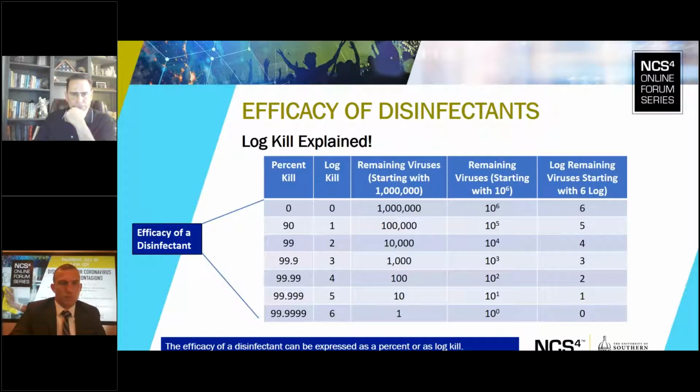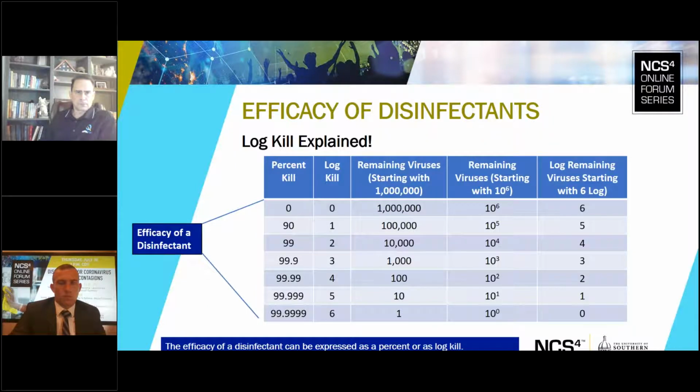So the way we use that for the efficacy of disinfectants is shown here. If we were going to express the efficacy of a disinfectant by percent, you see that in the first column. So if we go up from 0% to 99.9999%, then we're actually going from 0 log kill to 6 log kill, because we're getting a factor of 10 efficacy for every percent kill that we're adding.